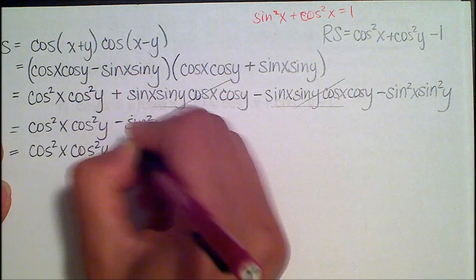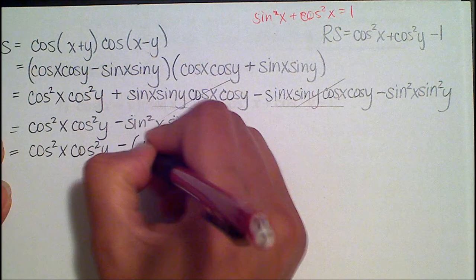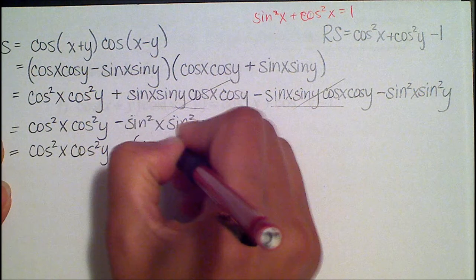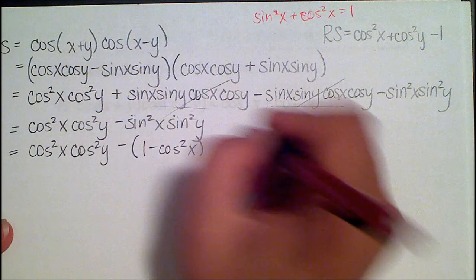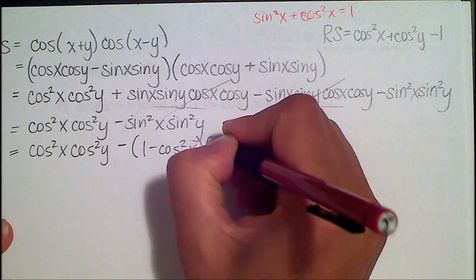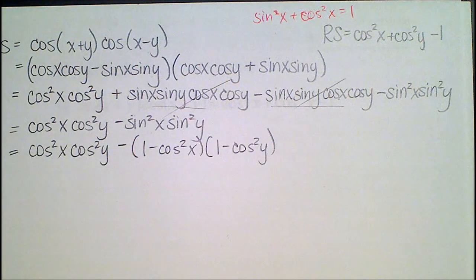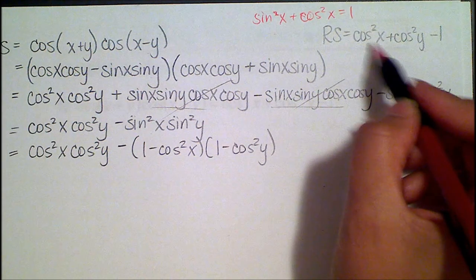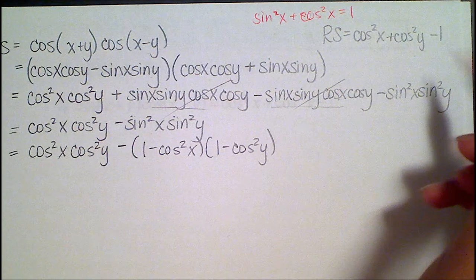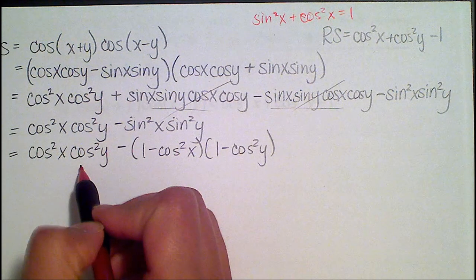Because my goal here is to try to get it only in terms of cos and not in terms of sine. And then same thing here, I'm going to replace the sine squared y with 1 minus cos squared y. And again, now I have a bunch of multiplication, so I'm going to expand and simplify. And you'll notice that it's starting to look more like what we had here. We needed some cos squared x and cos squared y terms combined through addition, whereas here we only have it combined through multiplication. So let's expand and simplify that part.